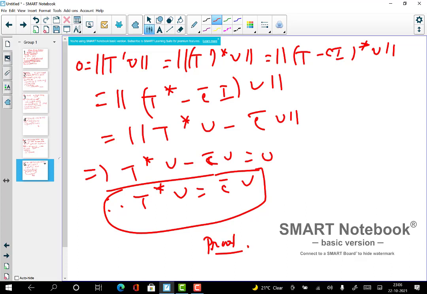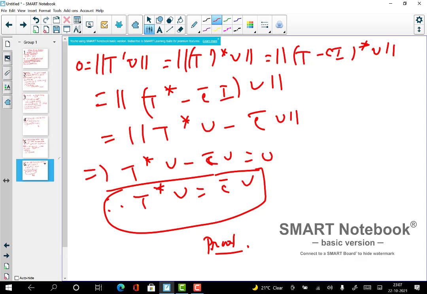Okay, so what did we prove? We prove that whenever you have a normal operator T, then the eigenvectors of T are also eigenvectors of T star, but the eigenvalues are not the same. They are the complex conjugate of the original eigenvalue. But if it is a real vector space, obviously then both are the same.